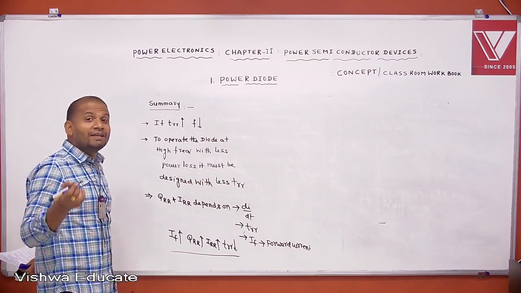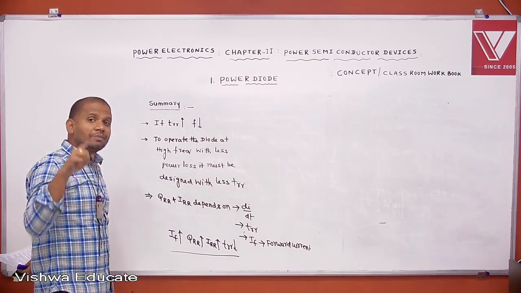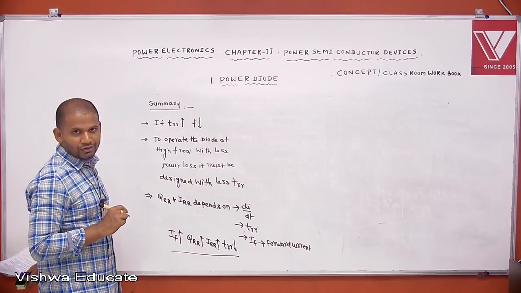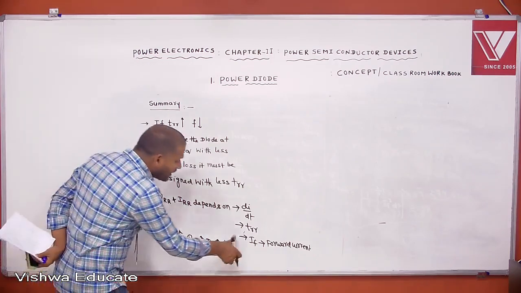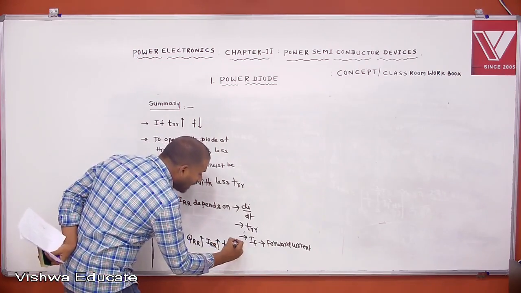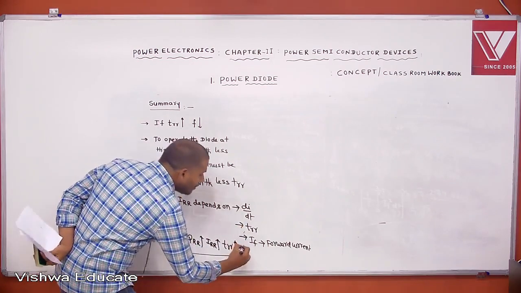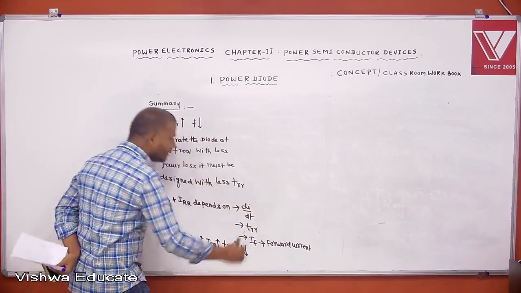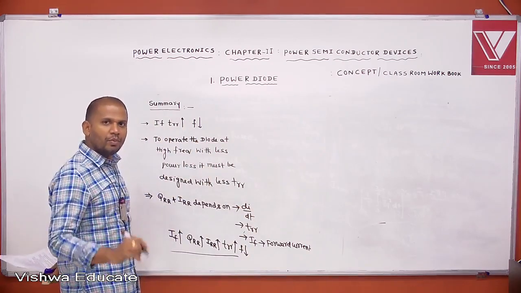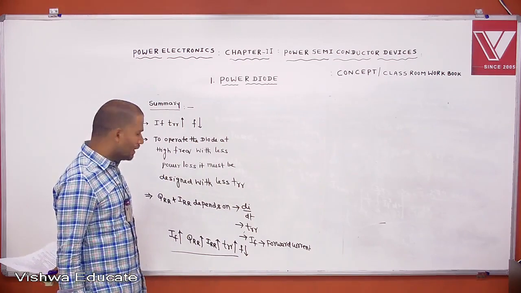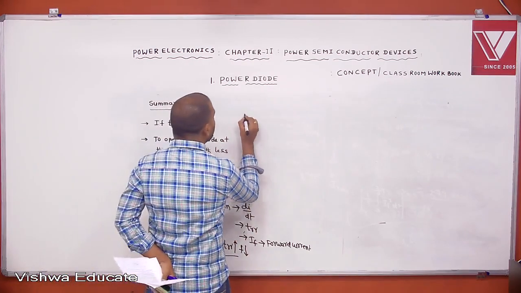A high rating diode is associated with high reverse recovery charge. If IRR increases, then TRR also increases. But the frequency of operation is reduced. Frequency of operation is reduced. Important observation. Understood? Another point to remember.